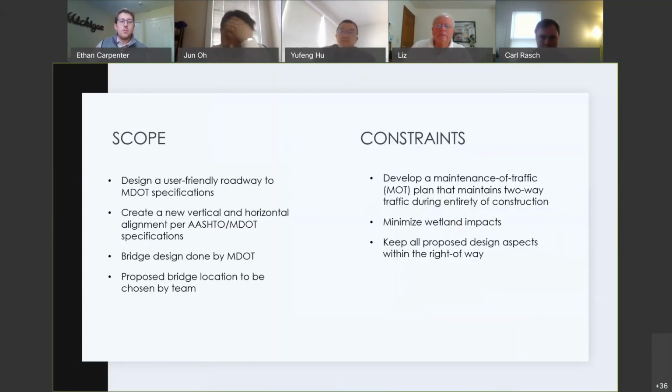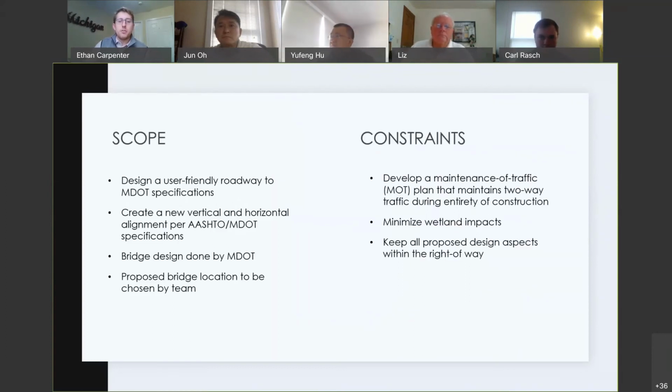For the overall scope of the project, the team was tasked with designing a user-friendly roadway to AASHTO and MDOT specifications and determining a new bridge location with additional design for the proposed vertical and horizontal alignments.